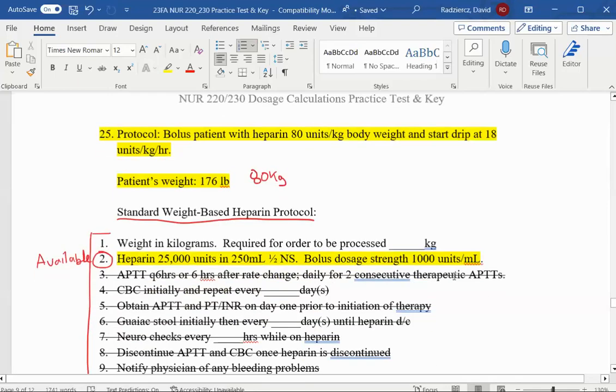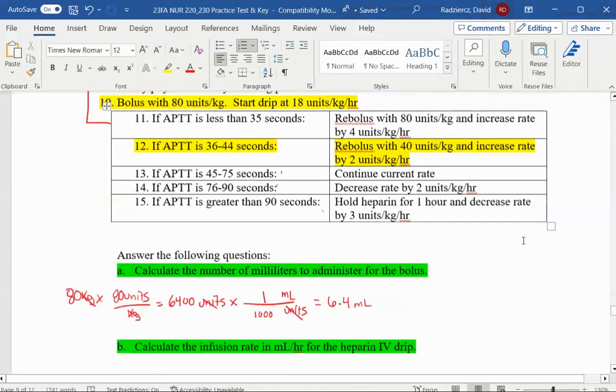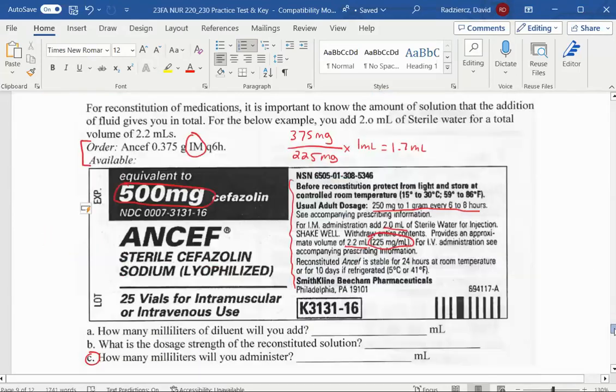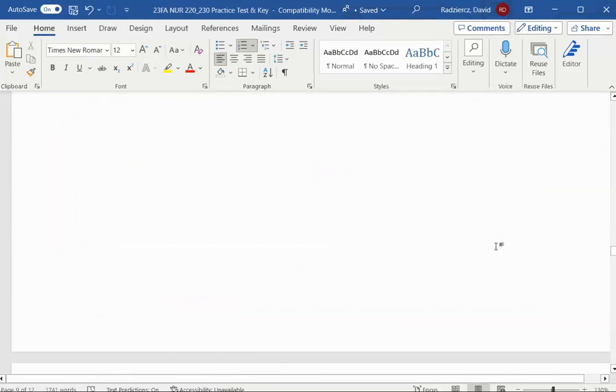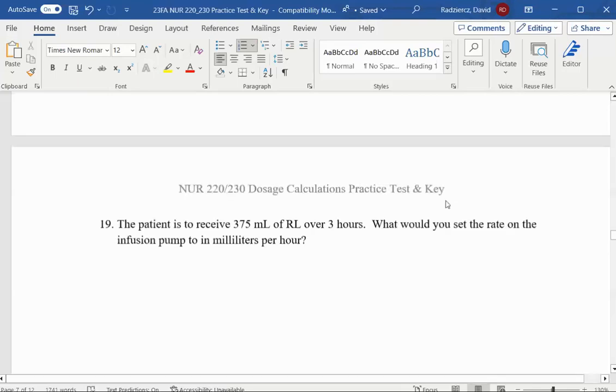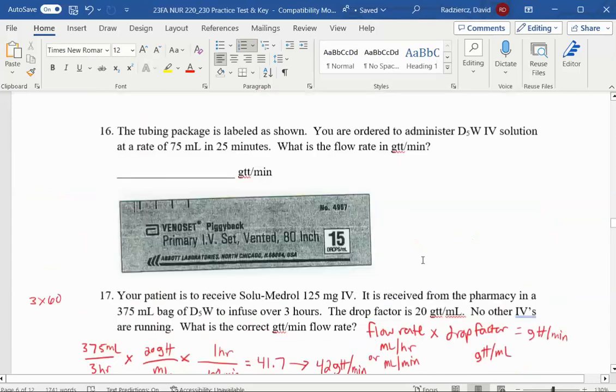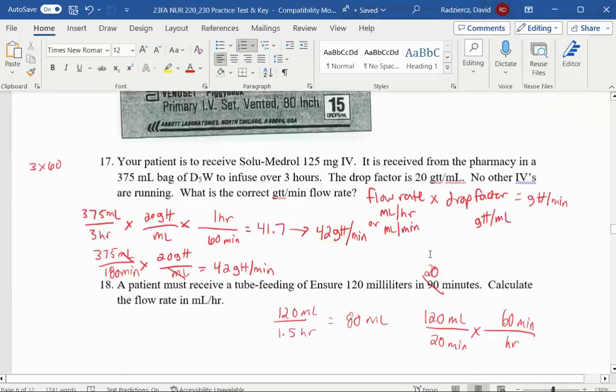Then we'll work through the heparin protocol, and then I'll give you an alternative heparin protocol, and then I'll mention the reconstitution again. I did go through this on Tuesday. I did record the session, so if there's anything I miss, you're welcome to go through that session as well, and that way you have everything covered.